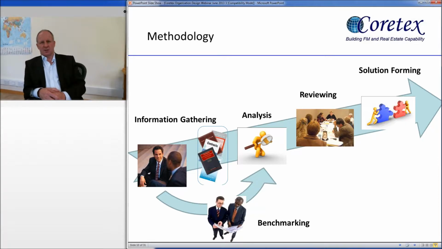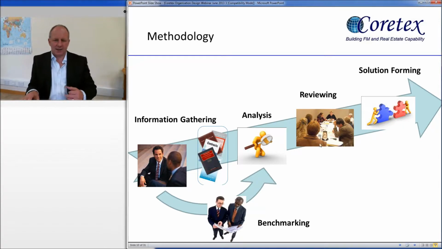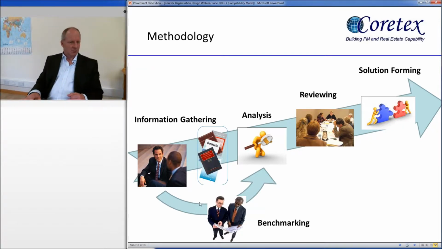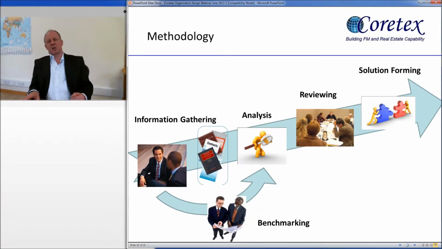The methodology that we use is not particularly very far away from good practice. We pull together information, and we'll talk to you in a moment about where that information comes from. We analyze the information, and sometimes we use, as you can see at the bottom there, a reference from outside. We look at what other organizations are also doing.